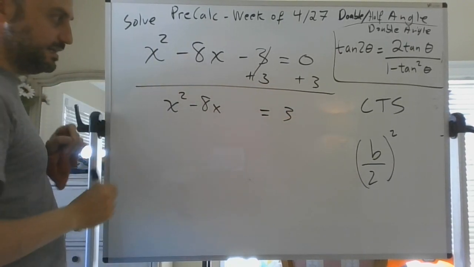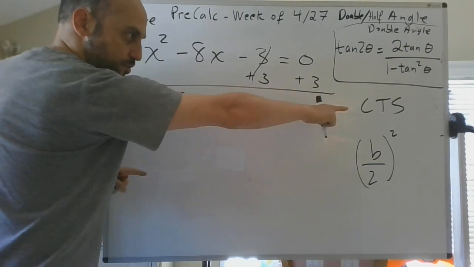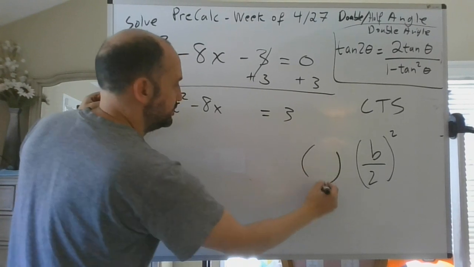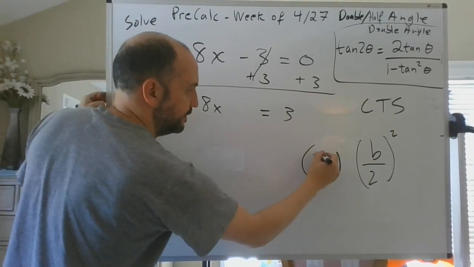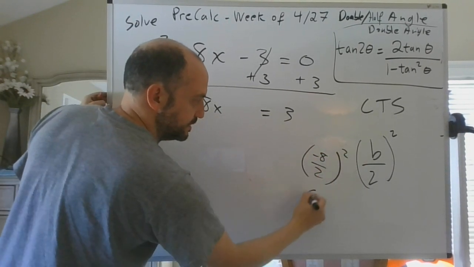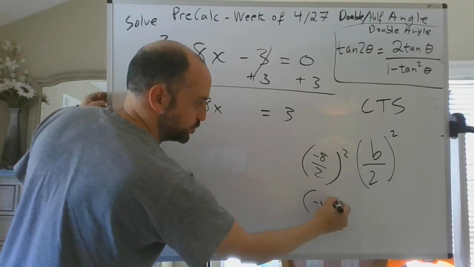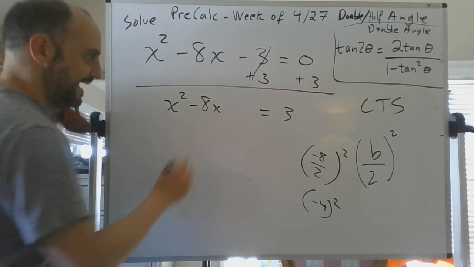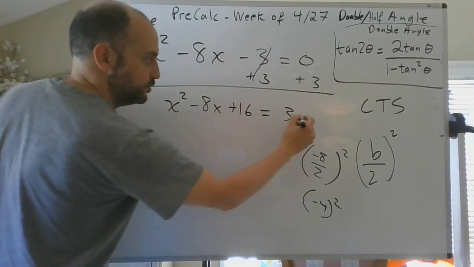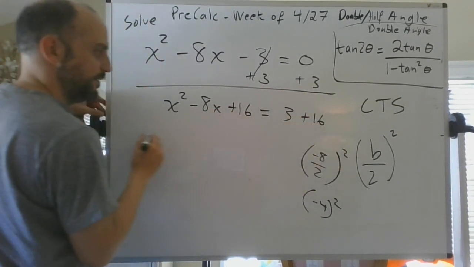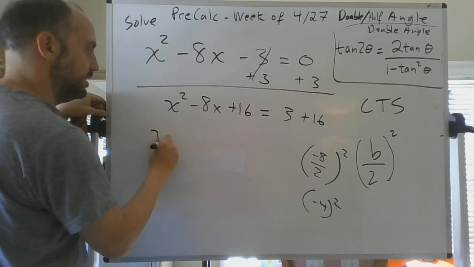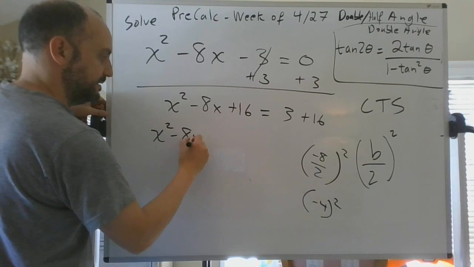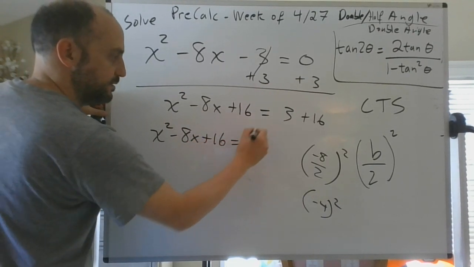Okay. Then I'm going to add b over 2 squared to both sides. So let's do b over 2 squared. The b is negative 8, over 2, which is going to be negative 4. And I'm going to square that. Negative 4 squared, negative 4 times negative 4 is 16. So I'm going to add 16 to both sides. That's going to get me x squared minus 8x plus 16 equals 19.